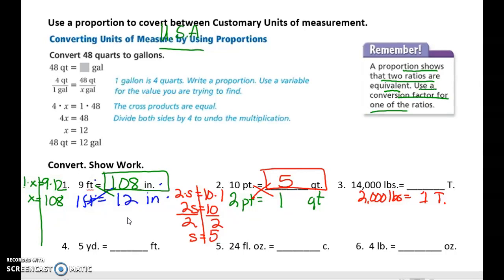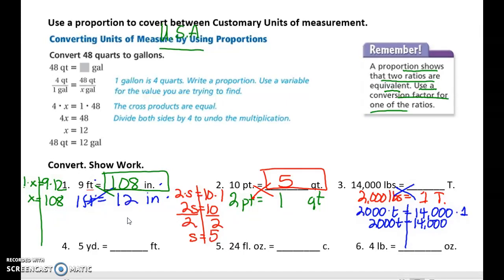So I'm going to do this arm first. 2,000 times, I could choose any variable, 2,000 times t equals, other arm, 14,000 times 1. I'm going to draw my line so I can start solving. So I have 2,000t equals 14,000.